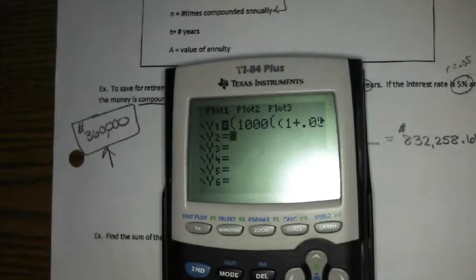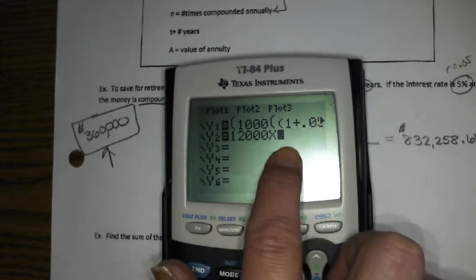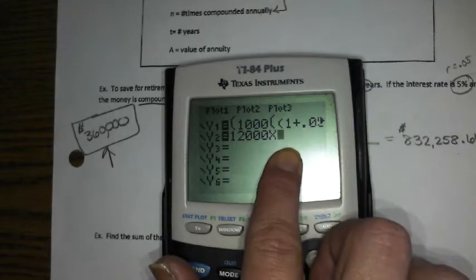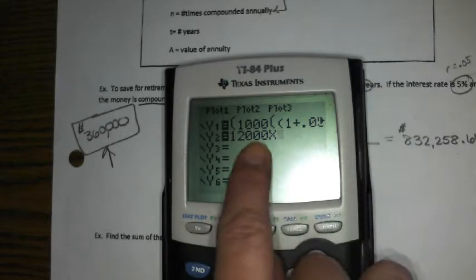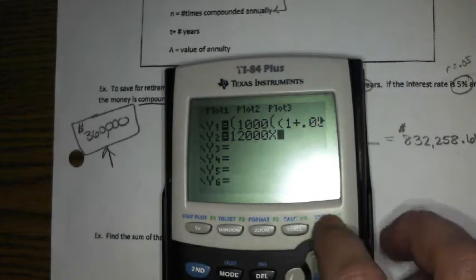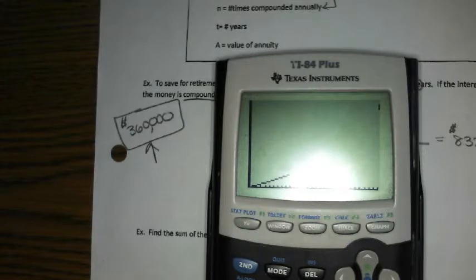Let's also graph just my contributions. So I'm essentially contributing what per year? Per year. 12,000x. This linear one is going to be my contributions. Very steady, $1,000 per month, which is $12,000 per X years. And then the exponential one is going to be the annuity with interest involved. So here's our annuity.